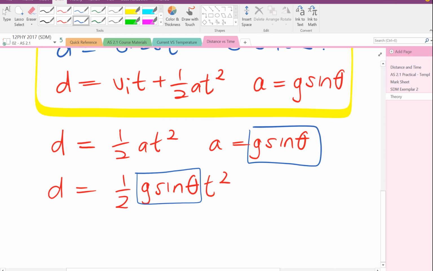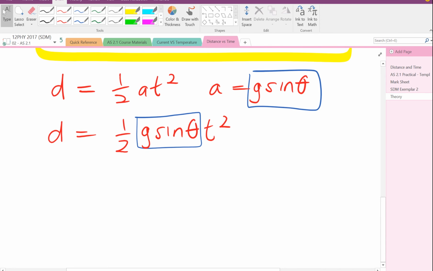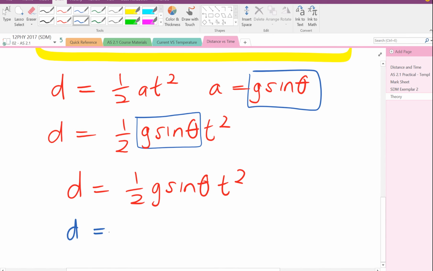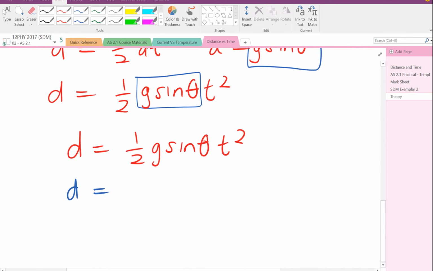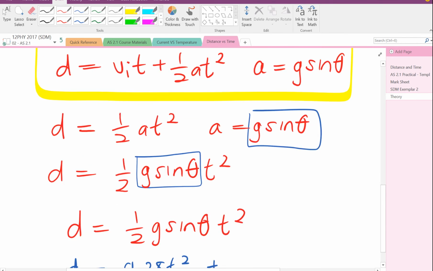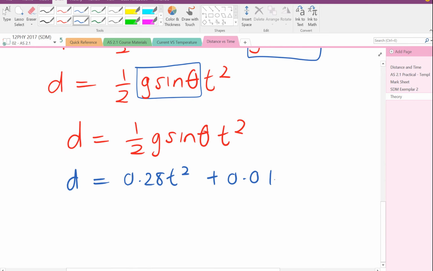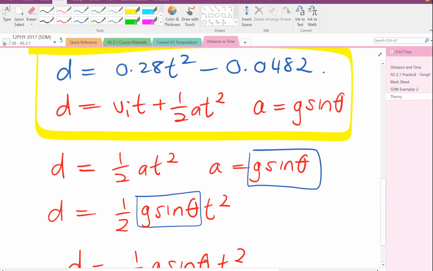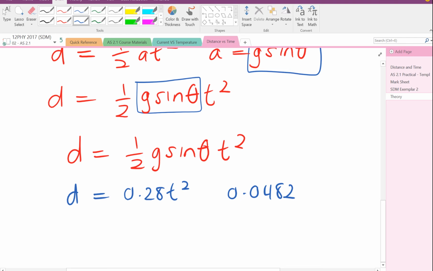So all I've done there is I've substituted in the G sine theta like that, okay? Hopefully that's pretty clear. All right, now we're in a position where we can actually start to compare our equations side by side. So I'm going to take the theoretical equation again, and underneath that I'm going to write down our equation, which was D is equal to 0.28 t squared plus, what was it, 0.0482. Is it actually a minus, not a plus? It's a minus. Okay, I'll change that.